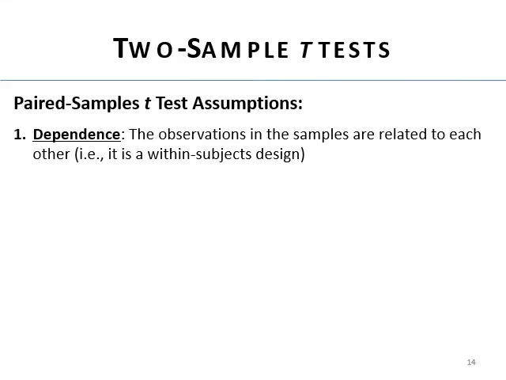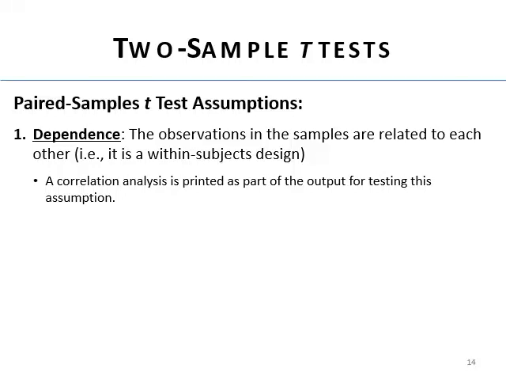So the paired samples t-test also has statistical assumptions that are going to look mostly familiar. So the first one is not independence, it's dependence, right? This is the test you use for a within subjects design. So the assumption is the opposite of that for independent samples t. It's that the observations in the samples are related to each other. It's a within subjects design.